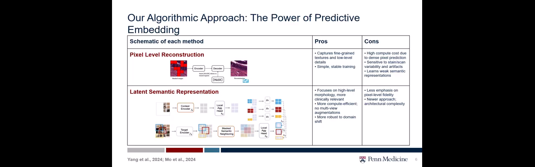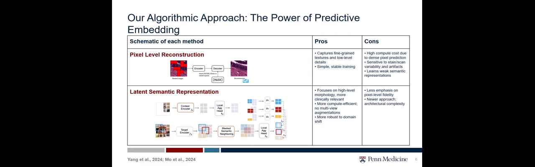In pixel-level reconstruction, the model predicts masked pixels directly. This allows it to capture fine-grained textures and low-level details, and the training objective is simple and stable. However, it comes with major downsides. It's computationally expensive, especially for gigapixel whole slide images, and it overemphasizes irrelevant variations like stain intensity, lighting, or scanner differences. As a result, it struggles to capture high-level semantic features that are critical for pathology tasks.